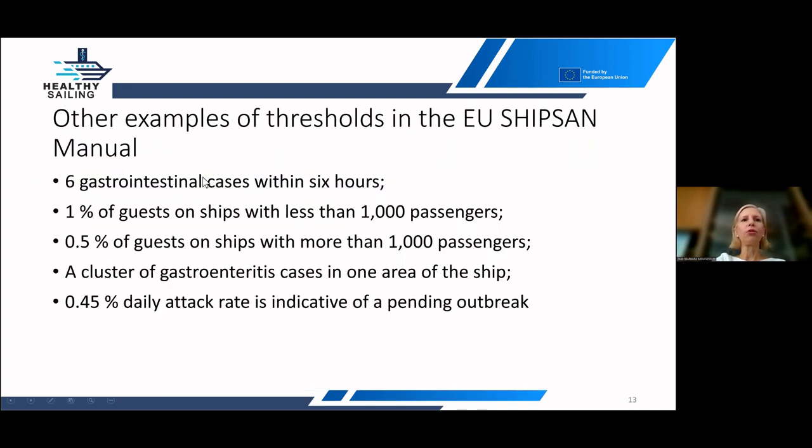Other examples of thresholds that are used by the industry or in other regions, by other programs: 6 gastrointestinal cases within 6 hours, 1% of guests on ships with less than 1,000 passengers, 0.5% of guests on ships with more than 1,000 passengers, a cluster of gastroenteritis cases in one area of the ship, or a 0.45% daily attack rate is indicative of a pending outbreak. These are various thresholds that are used.